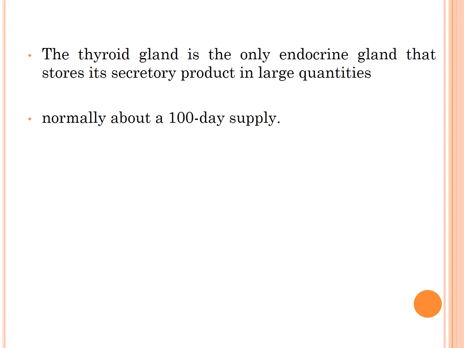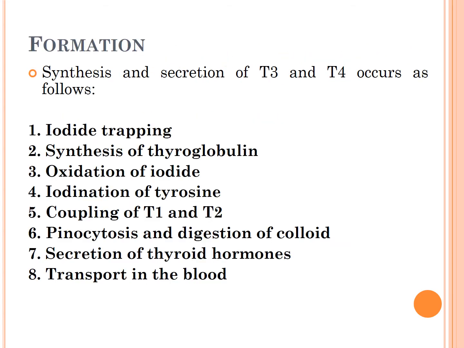Thyroid gland is the only endocrine gland that stores its secretory product in large quantity, normally about 100 days' supply. These are the various steps of formation of T3 and T4, meaning thyroid hormones. First step is iodide trapping, second is synthesis of thyroglobulin, third is oxidation of iodide, fourth is iodination of tyrosine, fifth is coupling of T1 and T2, sixth is pinocytosis and digestion of colloid, seventh is secretion of thyroid hormones, and eighth is transport in the blood.